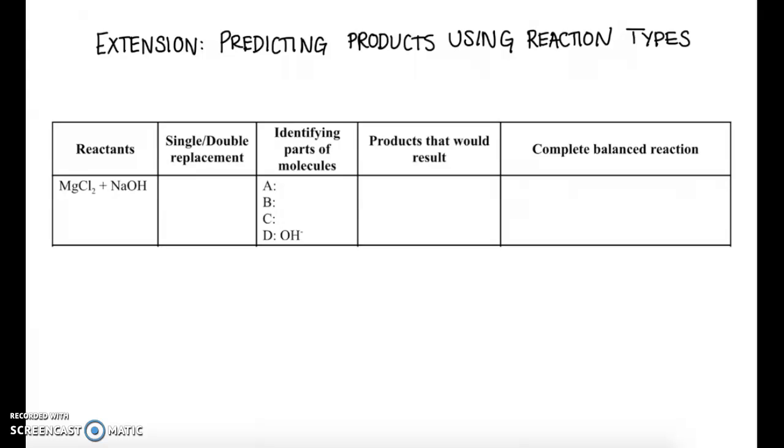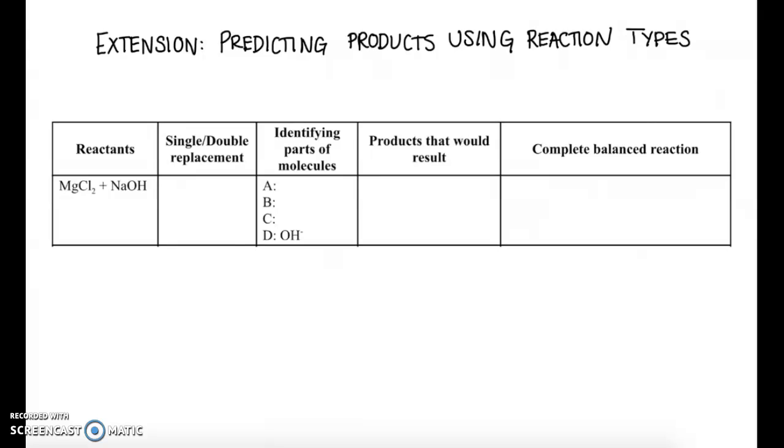I wanted to talk you through the extension, predicting products using reaction types. I wanted to talk through this first example to show you my thought process. Hopefully this will help you on the following examples. So this first example, we are given magnesium chloride and sodium hydroxide as our reactants.